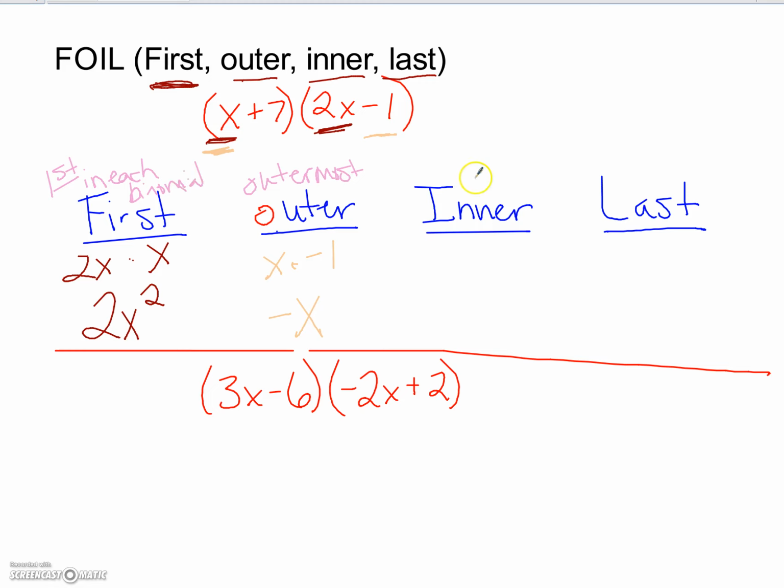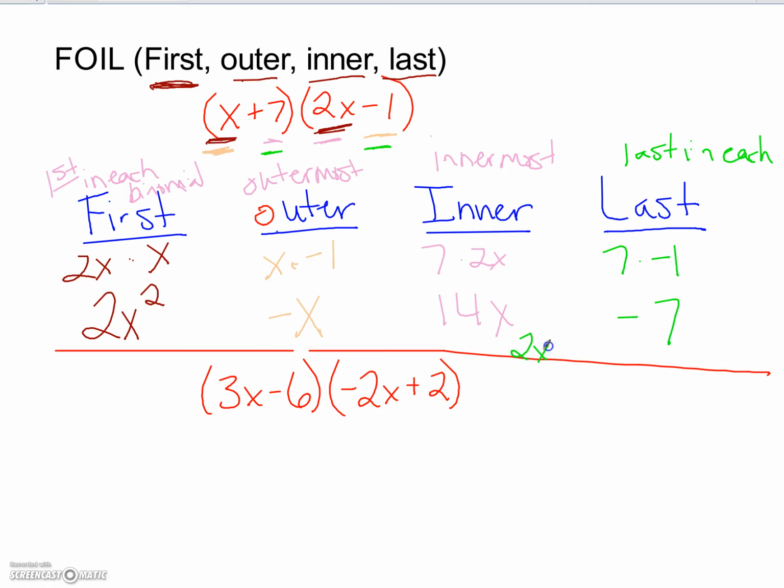And then we go to your inner. Your inner are the innermost. So innermost terms. So you do 7 times 2x, gives me 14x. Okay. And again, switching. And then your last. Your last is your last one in each term. So last in each, or second. Okay, so you get 7 times negative 1. Leaves me negative 7.